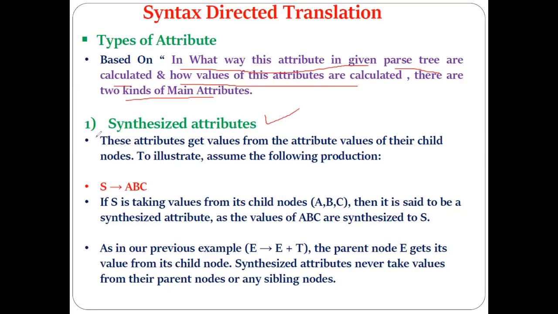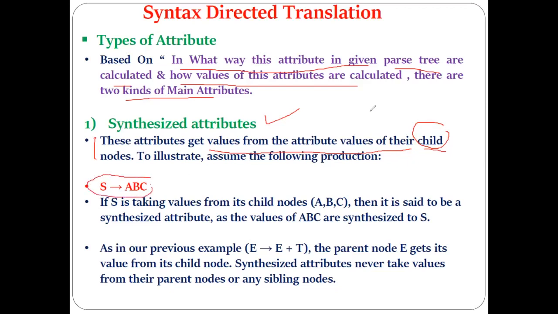First, just understand the general main concept of this. Which attributes can we call synthesized attributes? The attributes which get their value from the attribute values of their child nodes are called synthesized attributes. Which attributes? The attributes which get their value from the attribute value of their child. Those are called synthesized attributes. When the attribute gets the value from its child, that attribute is called a synthesized attribute.